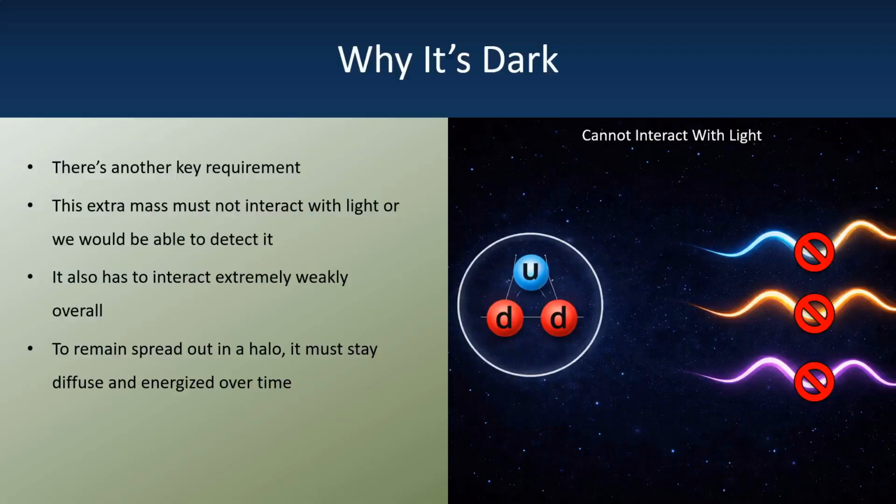Why it's dark? There's another key requirement. This extra mass must not interact with light, or we would be able to detect it, which is why we don't see it anywhere in the galaxy. And because it does not emit light, that is why it is called dark matter. But to match all the observed behavior, it also has to interact extremely weakly overall, or it would lose energy, cool down, clump together, and collapse into dense objects. So, to remain spread out in a halo, it must stay diffuse and energized over time. And because it would barely interact at all, it would be extremely difficult to detect directly.